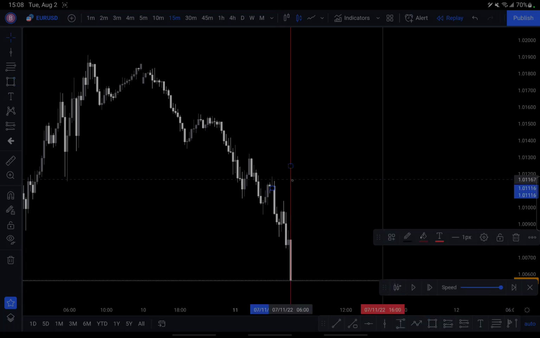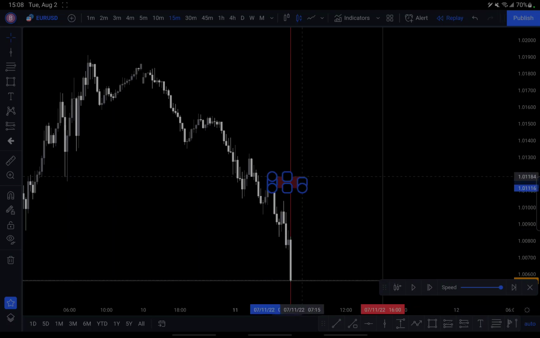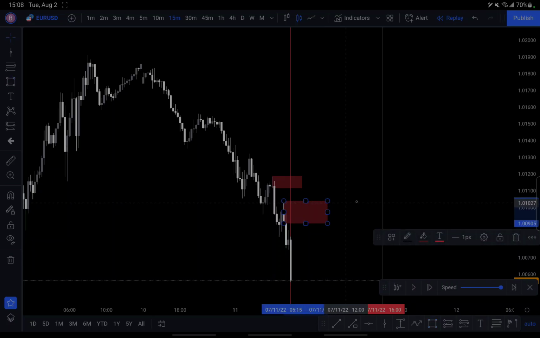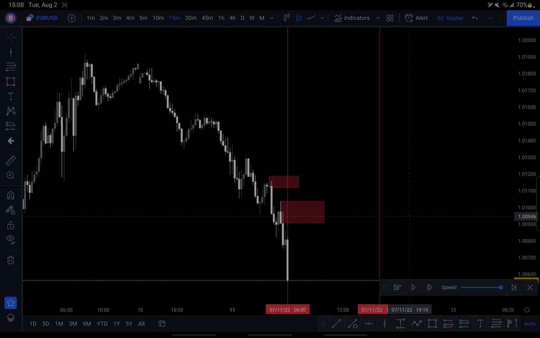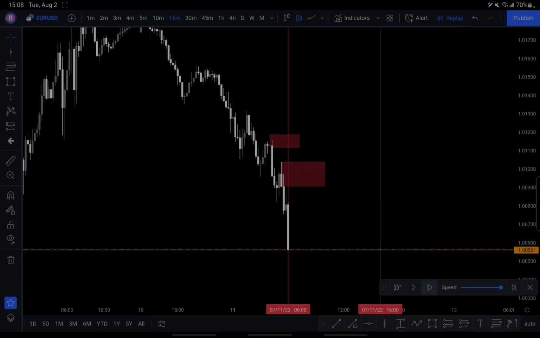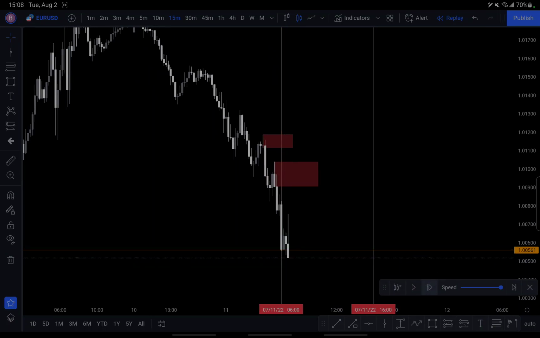So we do have this little zone here, and also this one here. Okay, so I marked up these zones because they have been left unmitigated and there is imbalance under them, so price may want to come back up to mitigate that imbalance. Okay, so now I'm gonna let price play out a little bit, see what it wants to do.